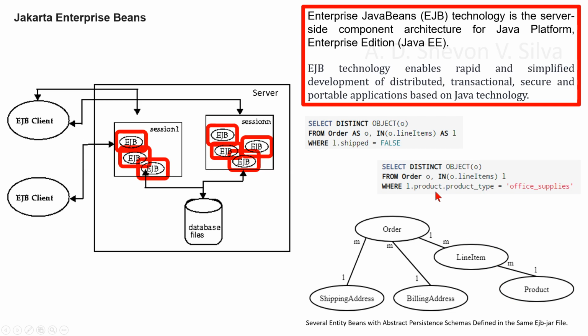This query is specified using the abstract schema name for the order EJB, namely order, which designates the abstract schema type over which the query ranges. The basis for the navigation is provided by the CMR fields line items and product of the abstract schema types order and line item respectively.